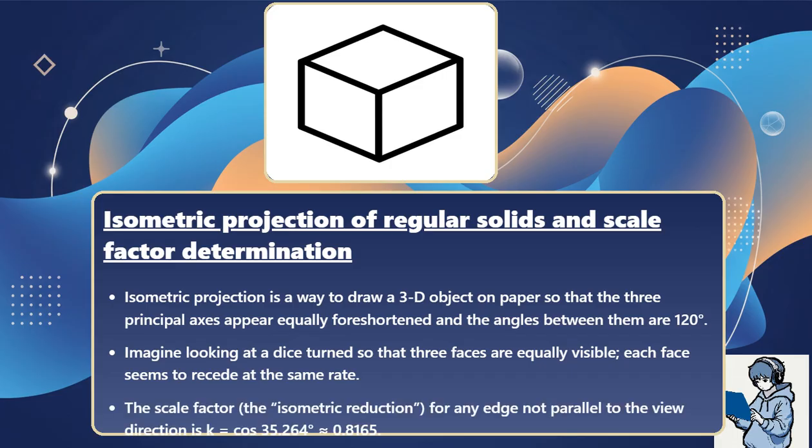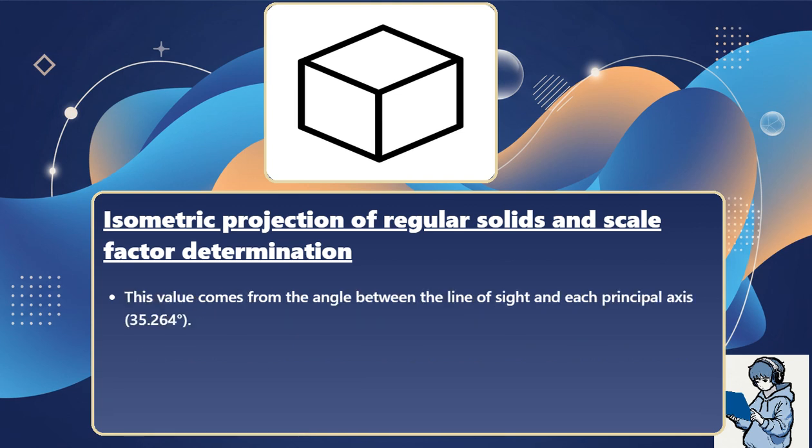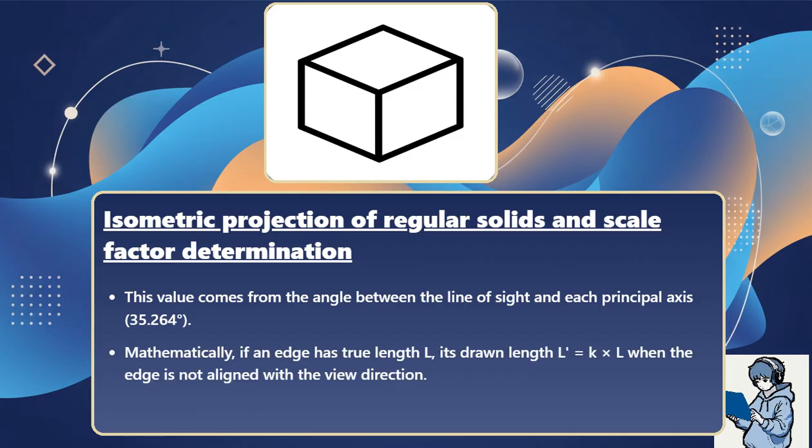The scale factor, called the isometric reduction, for any edge not parallel to the view direction is k equals cosine of 35.264 degrees, approximately 0.8165. This value comes from the angle between the line of sight and each principal axis, which is 35.264 degrees. Mathematically, if an edge has true length L, its drawn length L' equals k times L when the edge is not aligned with the view direction.